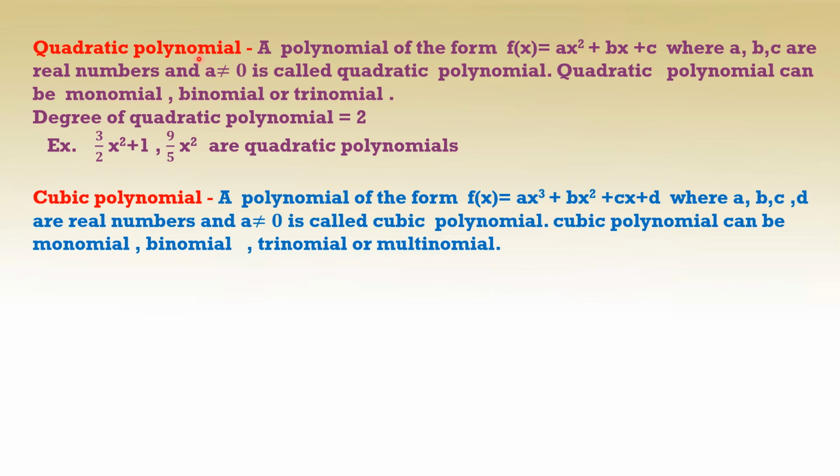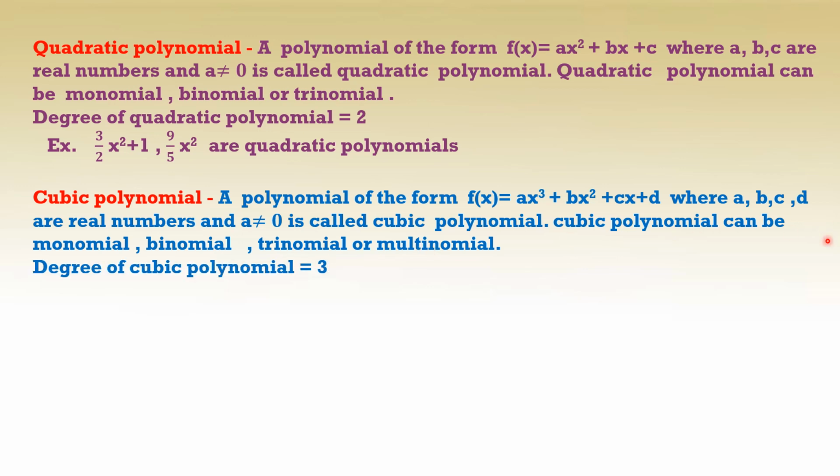Same way in a quadratic polynomial, we have written a is not equal to 0, because if a is equal to 0, then it will become a linear polynomial. A quadratic polynomial is a polynomial in which the degree is 2, and a cubic polynomial is a polynomial in which the degree is 3. A quadratic polynomial can be monomial, binomial, or trinomial, and in the same way a cubic polynomial can be monomial, binomial, trinomial, or multinomial. Means a cubic polynomial can have one term, two terms, three terms, or so many terms.